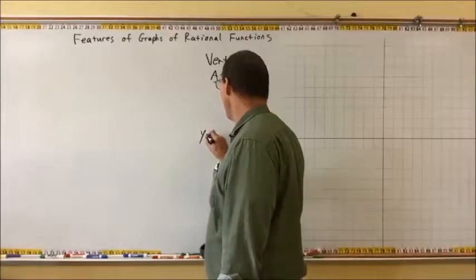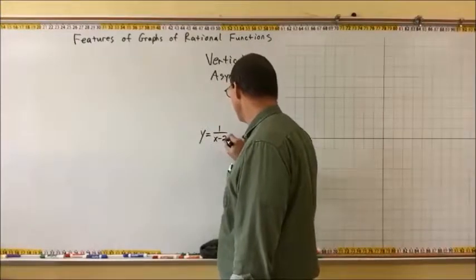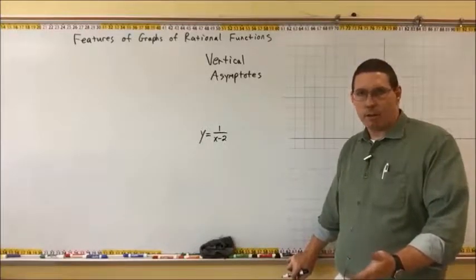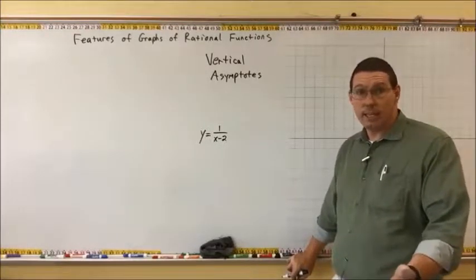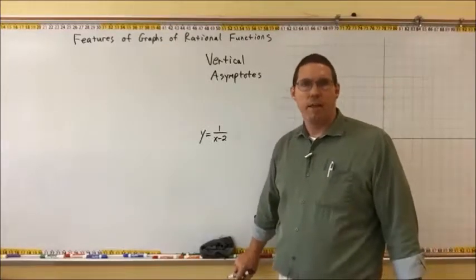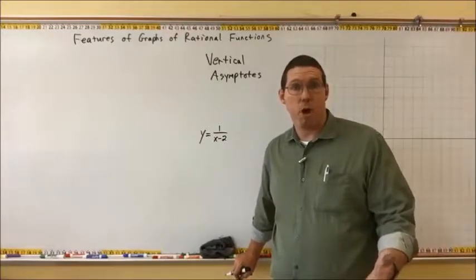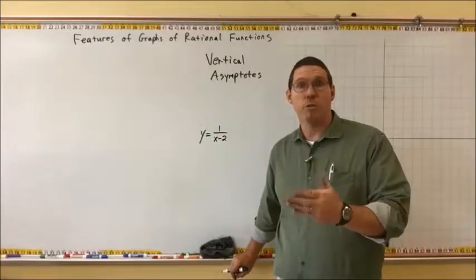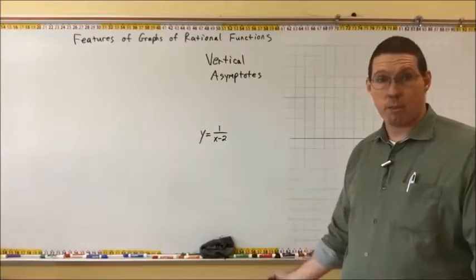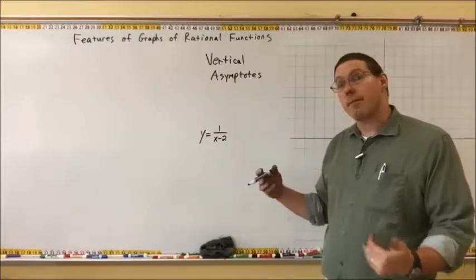Let's say that we have y is equal to 1 over x minus 2. All right? First, I'm going to show you how to identify a vertical asymptote. It's really simple. Analytically, it's really easy to identify the vertical asymptote. Do you remember how to identify the x-intercepts of a rational function? Remember, the x-intercepts are where the numerator is equal to 0. So, set the numerator equal to 0, solve for x, that's where your x-intercepts are. This is very similar. Vertical asymptotes, except now it's the denominator.